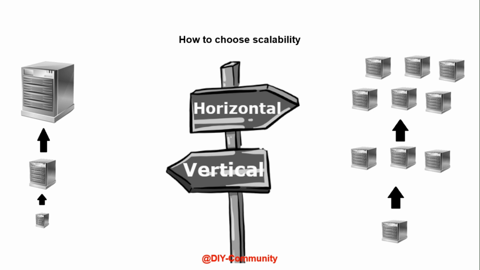Sometimes you have to choose a middle path. You will have to use a blend of horizontal and vertical scaling, meaning you can add more servers and you can also improve some of those servers. So you will get the benefit of both.